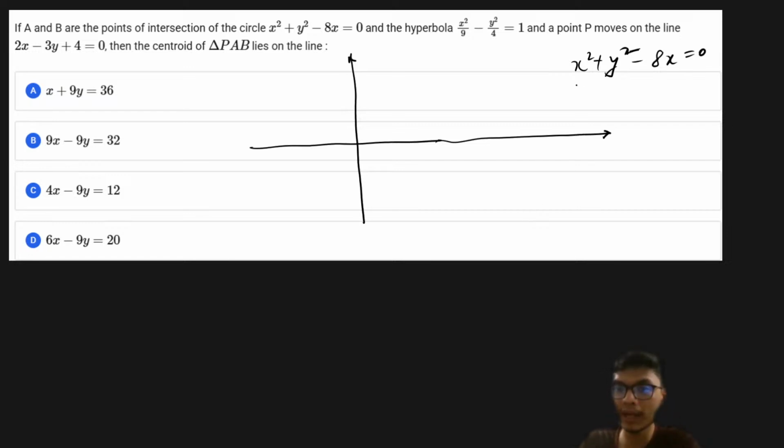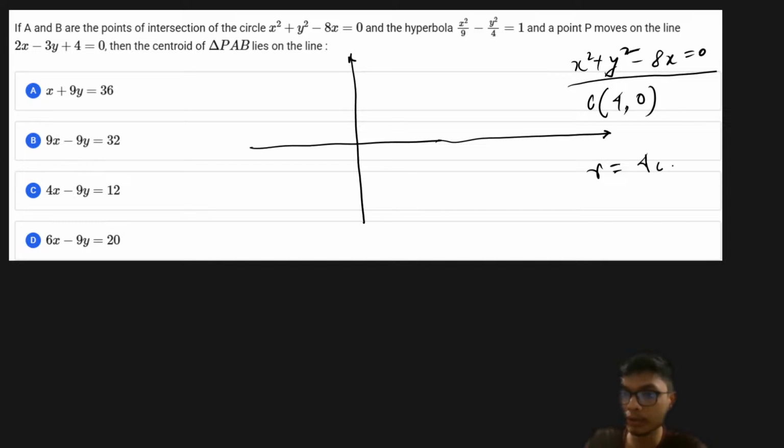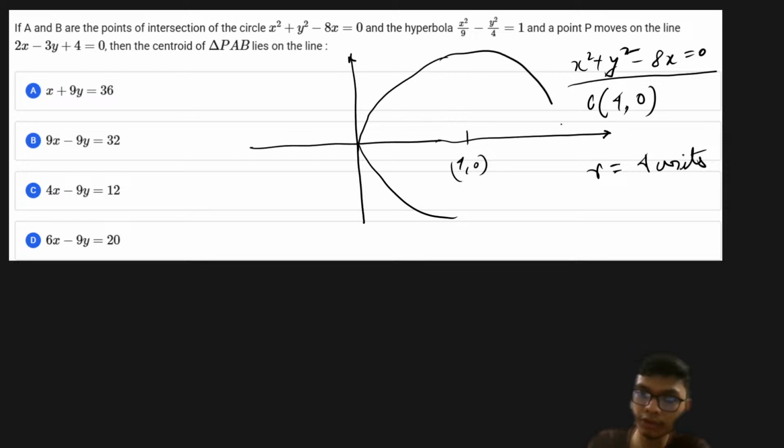If we have the equation of the circle like this, from this I can find the center of the circle simply as 4 comma 0, and the radius of the circle is going to be equal to 4 units. So the center of the circle is 4 comma 0 and the radius is 4 units, so it will pass through the origin. So this is going to be my circle. Please don't go by my drawing.